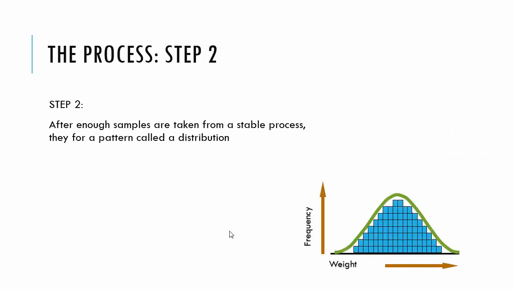After enough samples are taken, a pattern emerges. If the process is stable, we should get a predictable distribution. Here, the solid line represents the distribution of the average sample weights for the cereal boxes. It appears to follow a bell-shaped distribution.